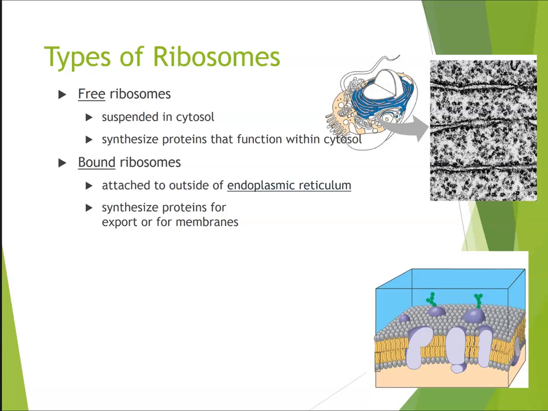The endoplasmic reticulum is responsible for making proteins that are exported out of the cell or that are going to become part of the cell membrane, as pictured here in this little cube. These are proteins that are integrated into the cell membrane, and those would be made on bound ribosomes. Again, we're going to talk about the endoplasmic reticulum in a different presentation, so we will come back to that.